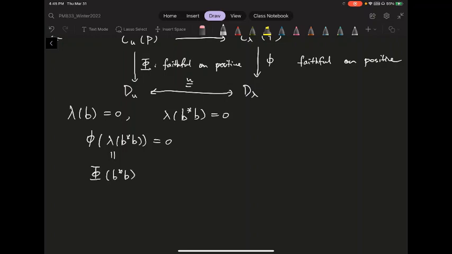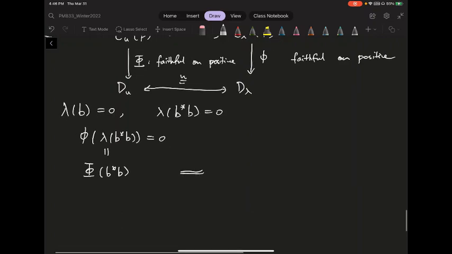Okay, let's pretend this big phi maps from the full to the diagonal of the full, but the full you identify as D lambda. So this is essentially just phi of b star b. But phi is faithful, so by the faithfulness on these positive elements, you obtain that b is always equal to 0. Okay, so that's the easier direction.